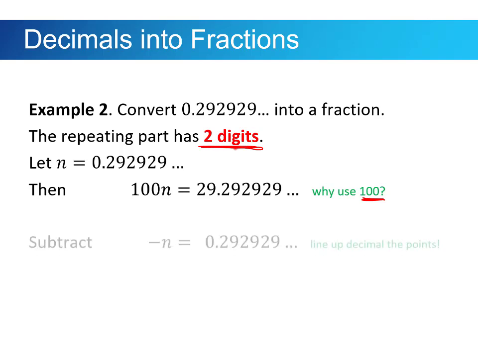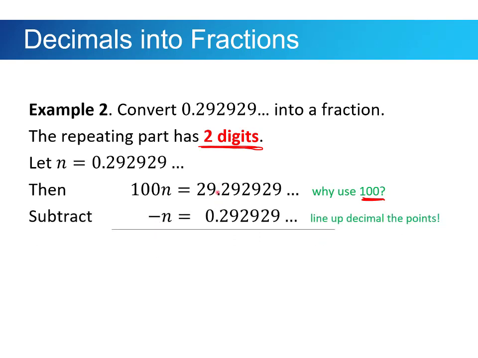And then I'll subtract off n, line up the decimal point, and because of this trick, all that repeating part falls away. All the 9's cancel and the 2's cancel, and I'm just left with 99n equals 29. I want n by itself, so I'll divide both sides by 99, and I end up with n equals 29 over 99. Pretty cool. Once again, this one actually is in reduced form, so there's nothing else to do.